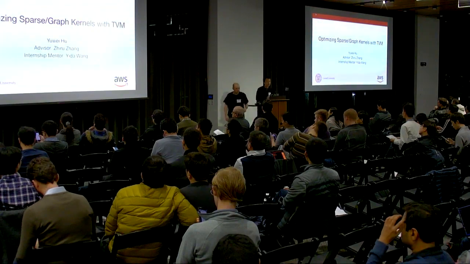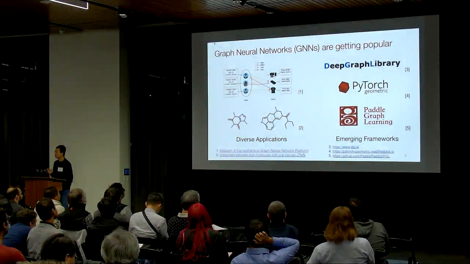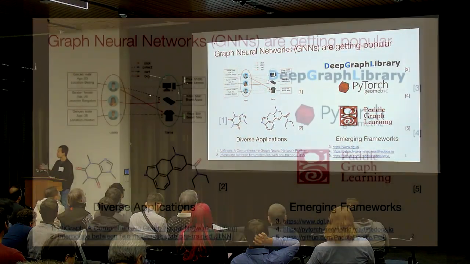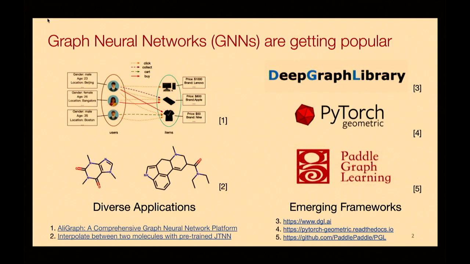Okay. Hello everyone, I'm Yuan from Cornell. Today I'm going to present my internship work at AWS, which is optimizing graph kernels with TVM. Graph neural networks are getting popular in recent years as a promising approach to handling learning tasks on graph. One application, as we have seen, is to improve the cost model in AutoTVM.